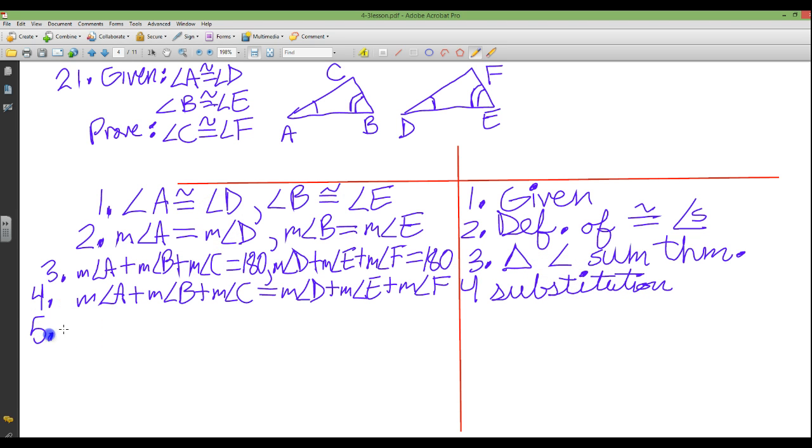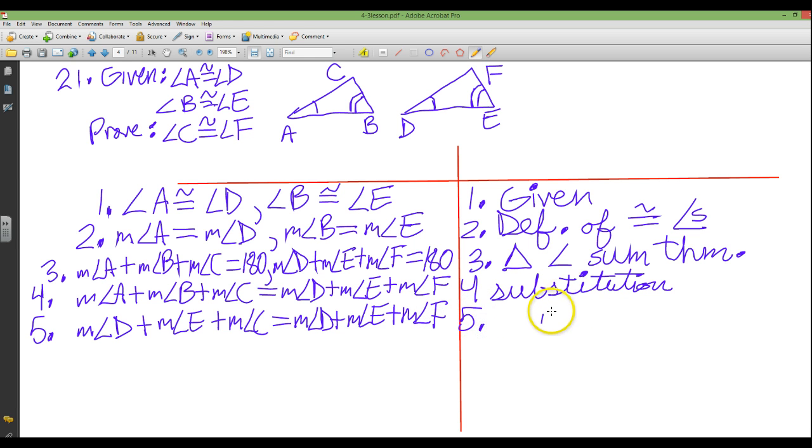And from here, since I know that A is equal to D, I can substitute D in place of A. And since I know that B is equal to E, I can substitute E in place of B in this statement. So substitution for that one as well.